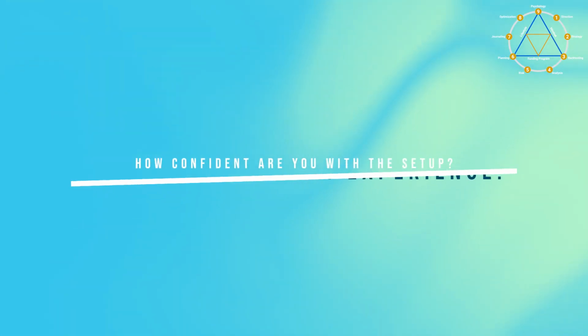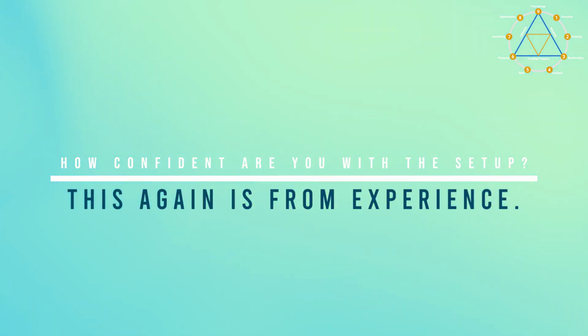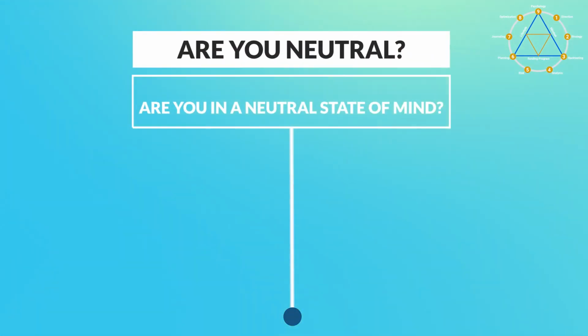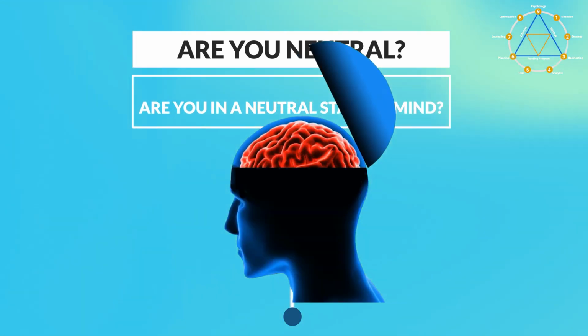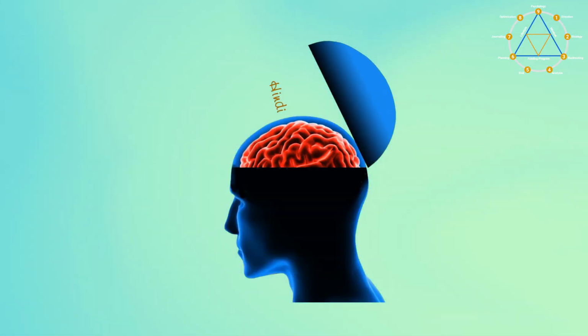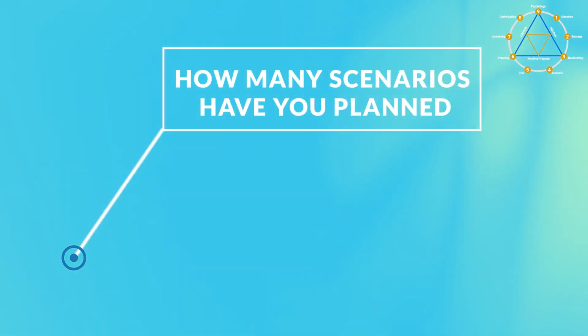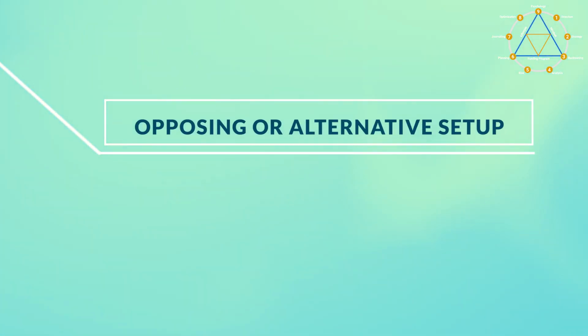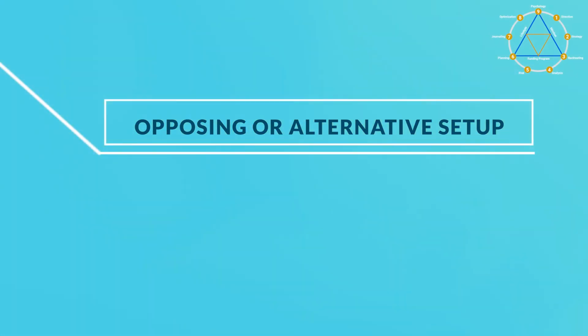So number 6, how confident are you with the setup? This again is from experience. Number 7, are you in a neutral state of mind? Are you too angry? Are you too excited, too positive, too negative? This is the psychological awareness. This is a mindfulness practice that you should introduce to your trading plan. Number 8, how many scenarios have you planned for and what will you do in each? This is something I advised earlier in the discussion. And number 9, what opposing or alternative setup and idea can you find that will negate your setup? This is again something that would lessen the impact of the cognitive biases discussed earlier.